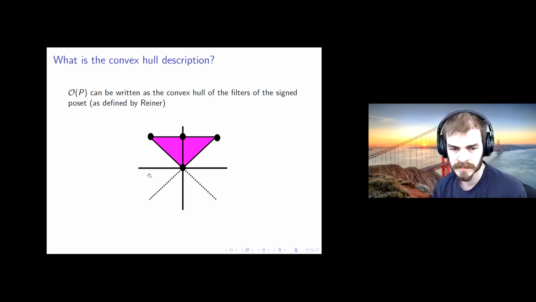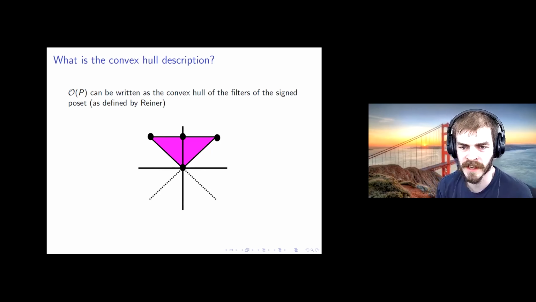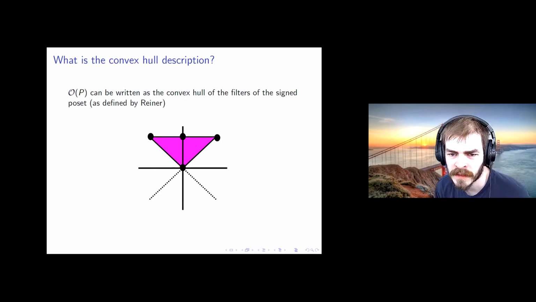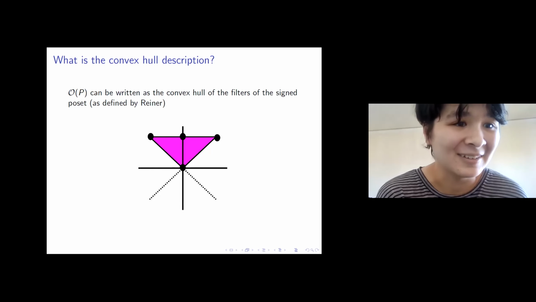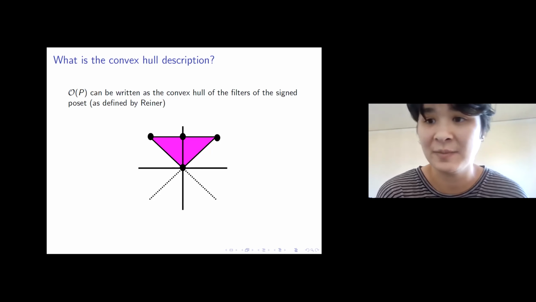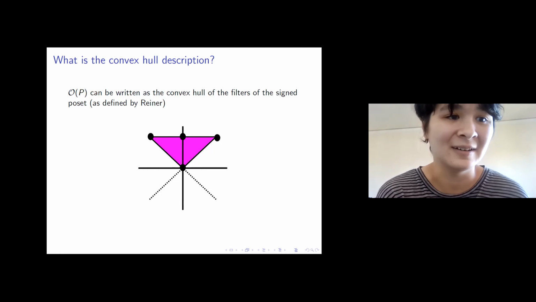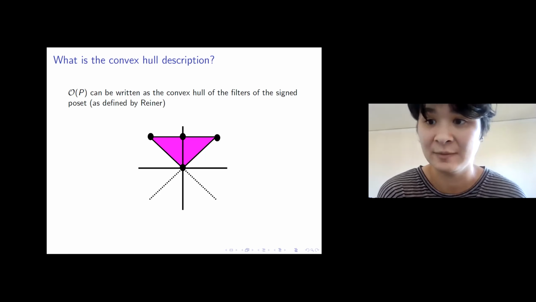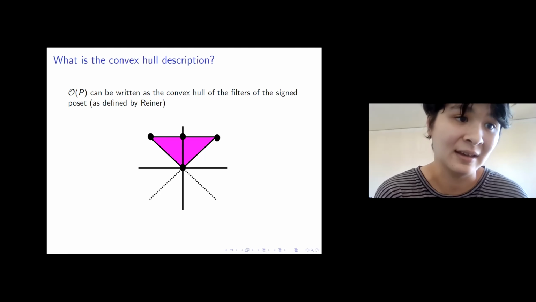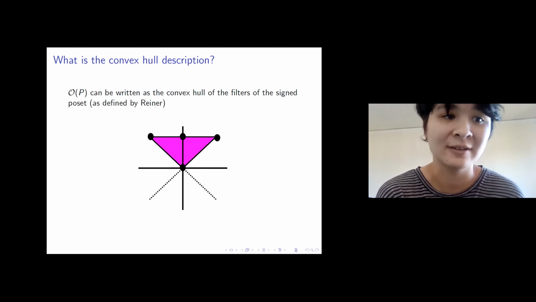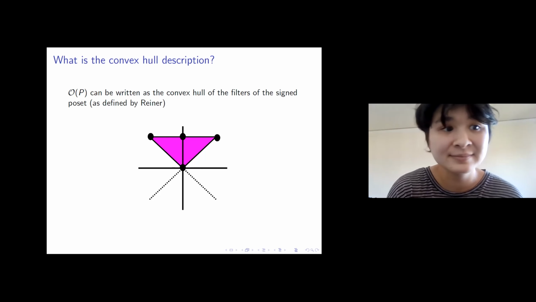And then I think there might be a similar question in the chat. Is the volume of the order polytope related to the number of linear extensions, as you mentioned in the third slide? Yes, thank you so much. The normalized volume of the order polytope, which is a scalar multiple of the volume depending on the dimension, is exactly equal to the number of linear extensions of the poset.